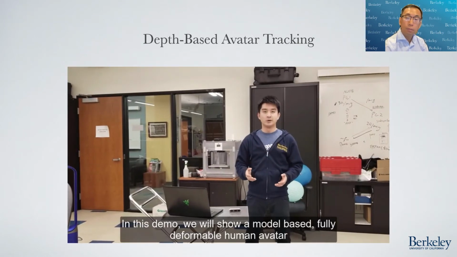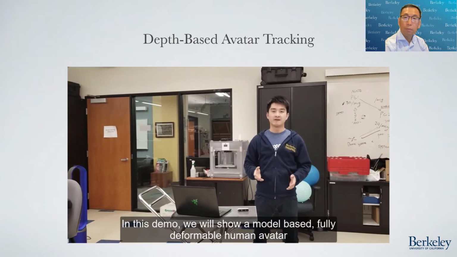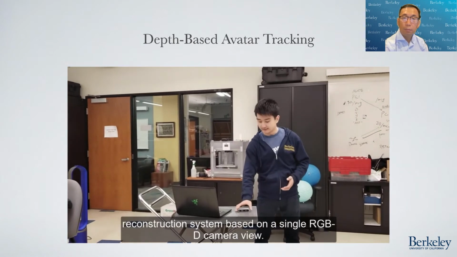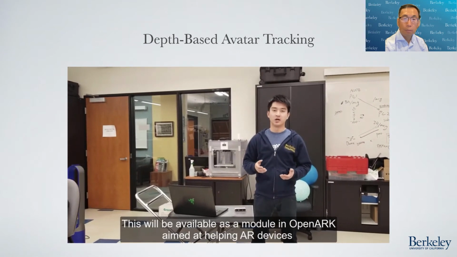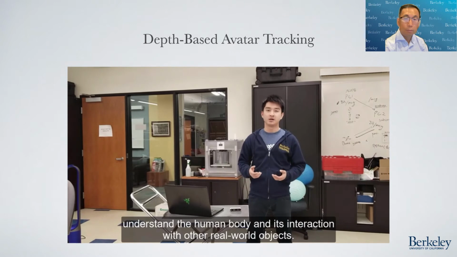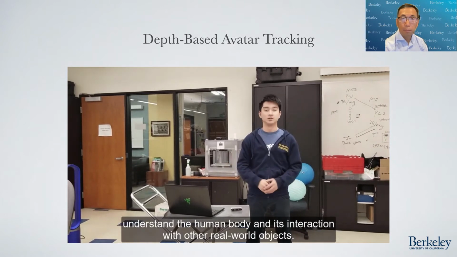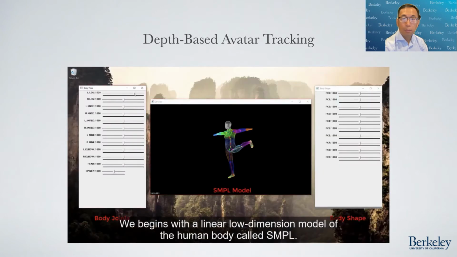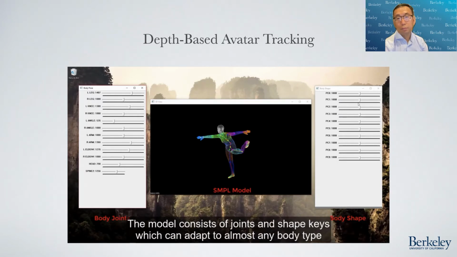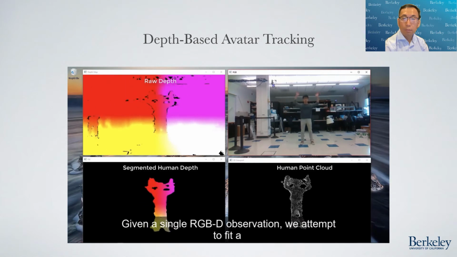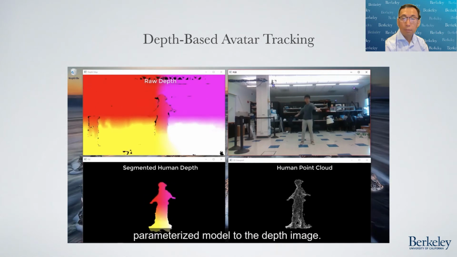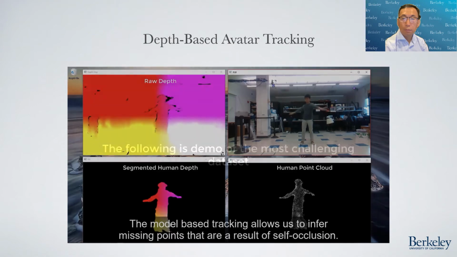In this demo, we will show a model-based, fully deformable human avatar reconstruction system based on a single RGBD camera beam. This will be available as a module in OpenARK, which will help AR devices better understand the human body and its interactions with other real-world objects. We begin with a linear low-dimensional model of the human body called a symbol. The model consists of joints and shape keys which can adapt to any body type. Given a single RGBD observation, we attempt to fit a parameterized model to the depth image. The model-based tracking allows us to infer missing points.